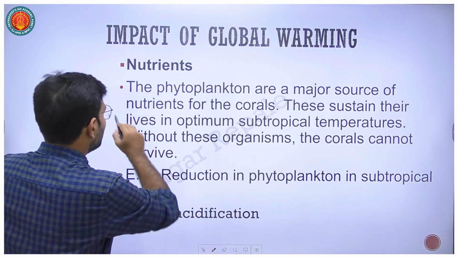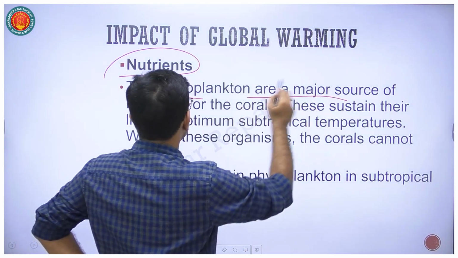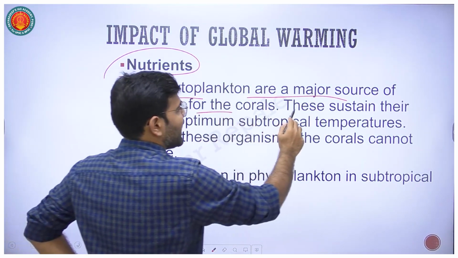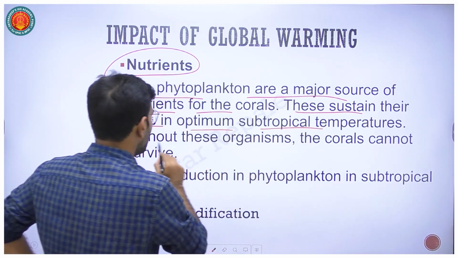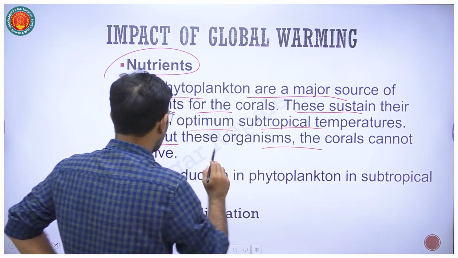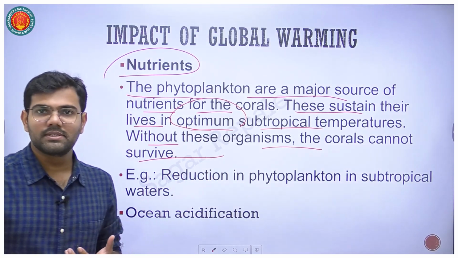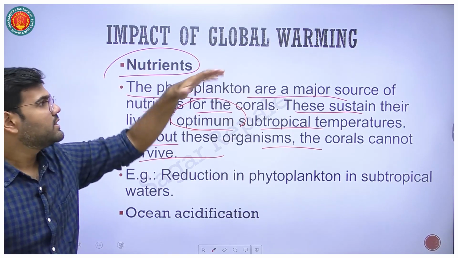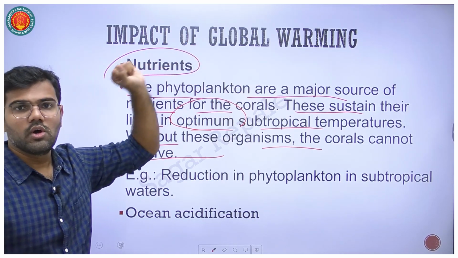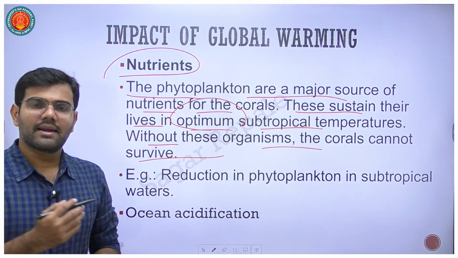Next, third impact, what you can write? Third impact you can talk about the nutrients. The phytoplanktons are a major source of nutrients for the corals, and these sustain their life in optimum subtropical temperature, and without these organisms the corals cannot survive. Again, phytoplanktons are the basic food for the fishes, and if global warming is happening, they will collapse also. So nutrients, then mineral composition, then bleaching can be the direct impacts.